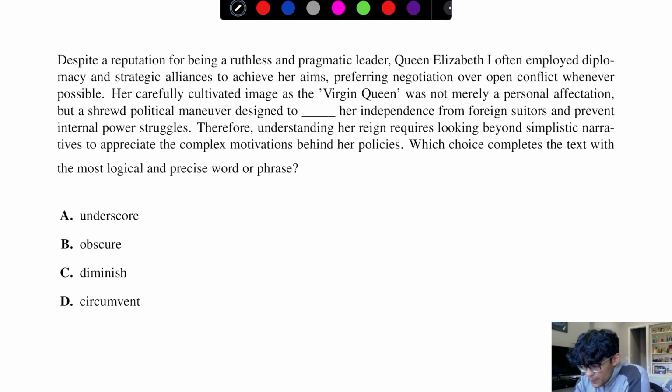Despite a reputation for being a ruthless and pragmatic leader, Queen Elizabeth the first often employed diplomacy and strategic alliances to achieve her aims, preferring negotiation over open conflict whenever possible. Her carefully cultivated image as the Virgin Queen was not merely a personal affectation, but a shrewd political maneuver designed to blank her independence from foreign suitors and prevent internal power struggles. Therefore, her reign requires looking beyond simplistic narratives to appreciate the complex motivations behind her policies.